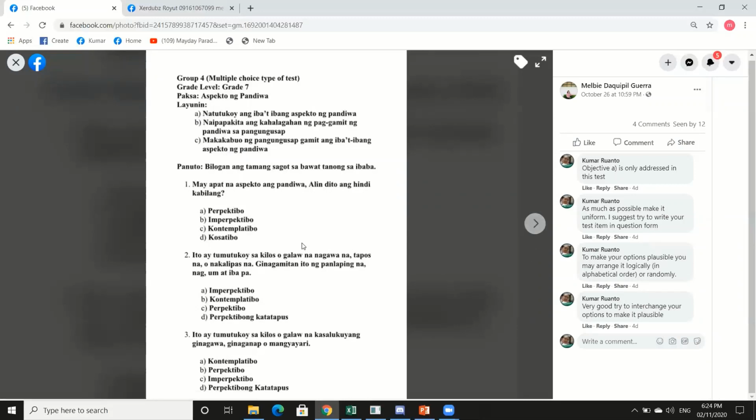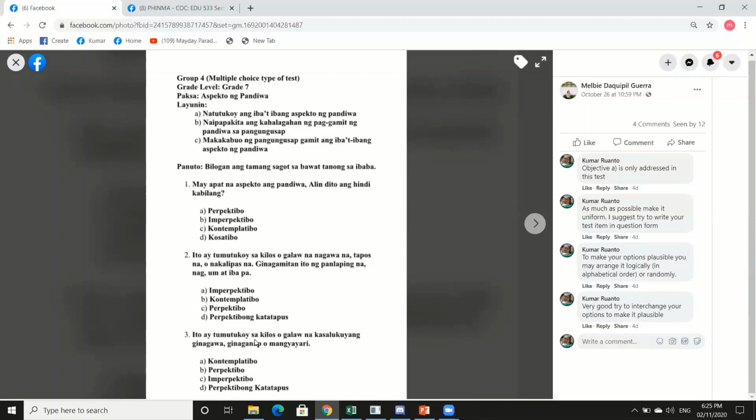Now, in writing your stem, okay, there are two parts of the multiple choice test. The question here is called the stem, and these are the options. Then the correct answer is the key answer, and the wrong answers, they call distractors.